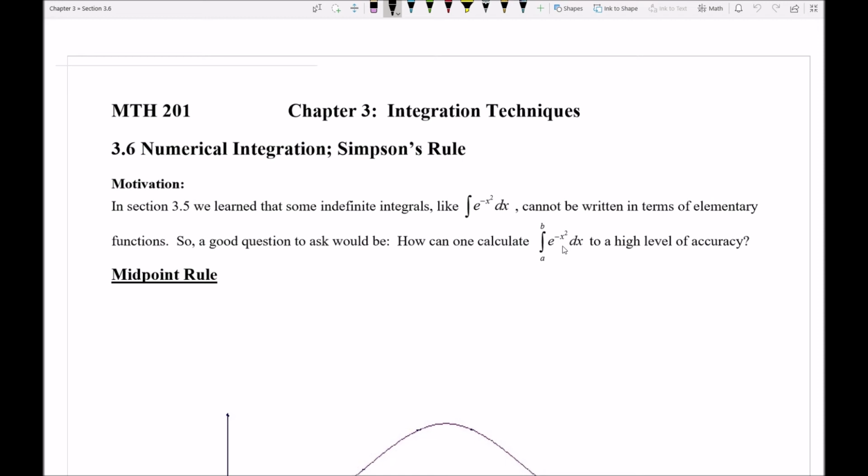Remember, if I can't find an antiderivative of this function, then I'm not going to be able to go ahead and use the fundamental theorem of calculus. So how do I go ahead and actually work on evaluating this integral?